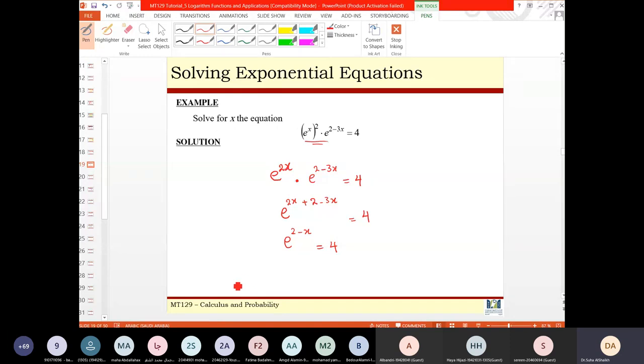Now I stopped. I can't do anything more, right? I have nothing else to do, and the x is trapped inside the e. It's trapped inside the e. What do you think we should do here? What do you think?